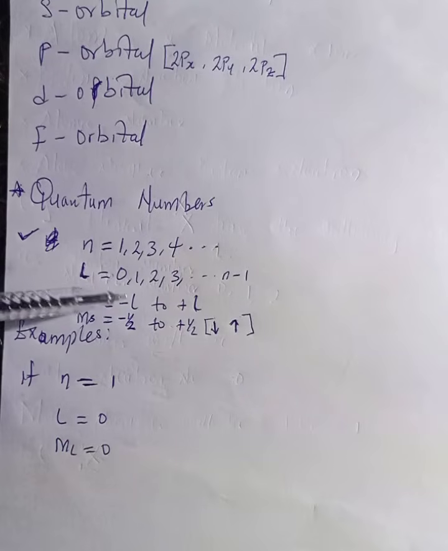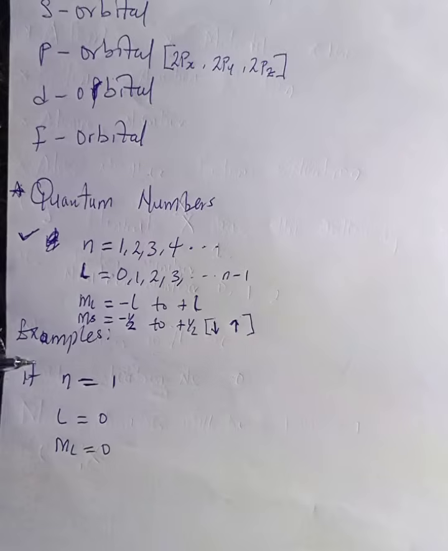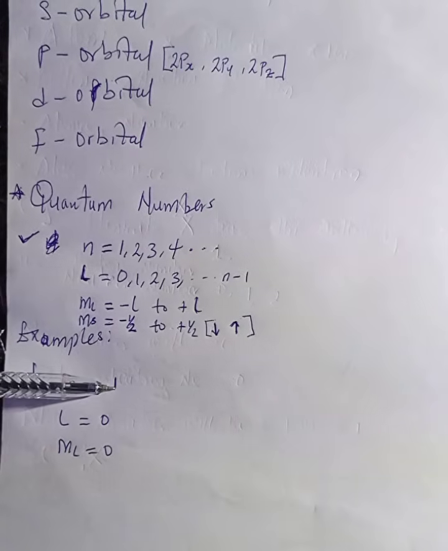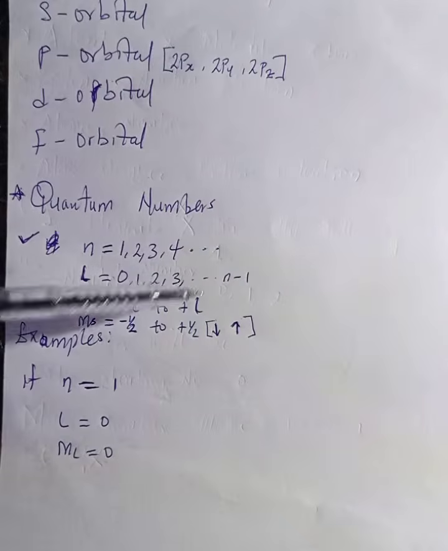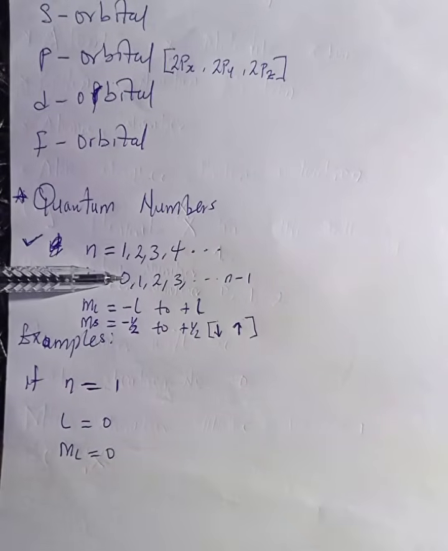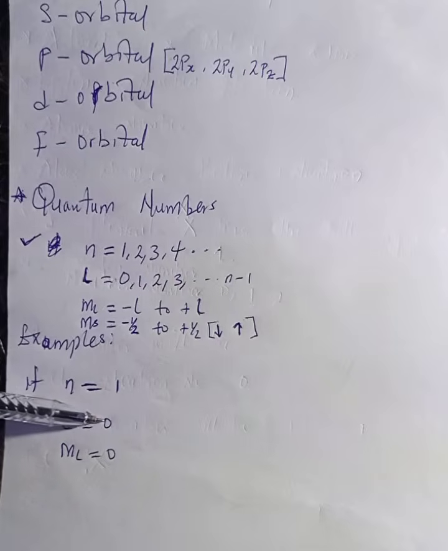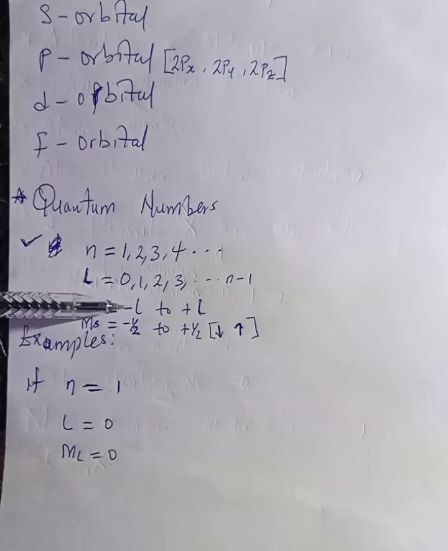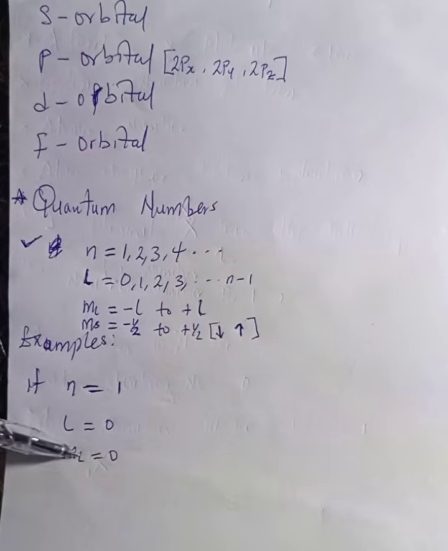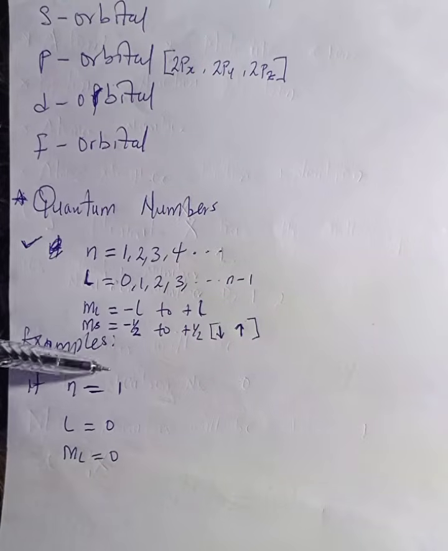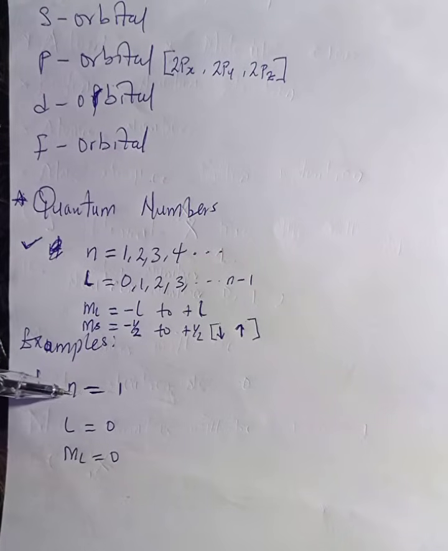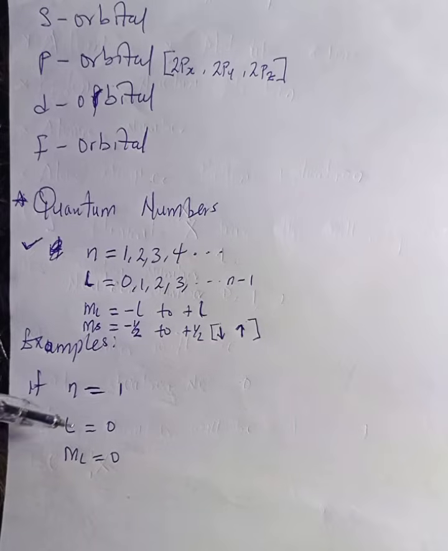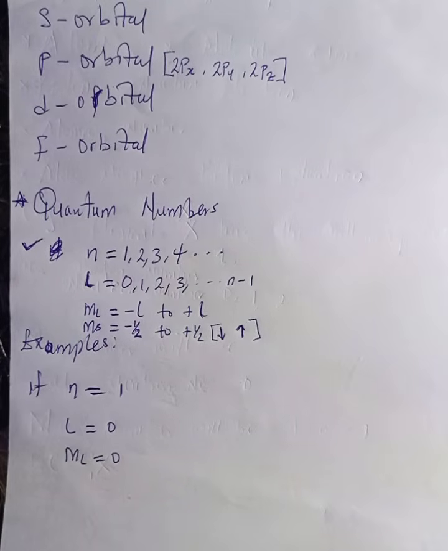If I say, for example, if n is equal to 1, what will be the value of L at n equals 1? Now remember, the value of L must start from 0 and end at n minus 1. Now n is 1 here. What is 1 minus 1? 0. So we end at this starting point. So L will be 0. And M subscript L must range from minus L to plus L. You cannot move from minus 0 to plus 0 because minus 0 to plus 0 is still 0. So M subscript L becomes 0. So at principal quantum number equal to 1, our azimuthal will be 0 and the magnetic quantum number is 0. Take note of that.